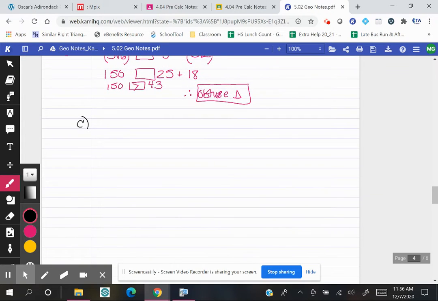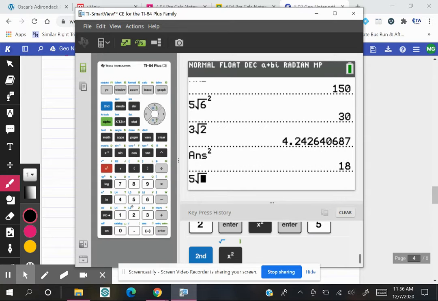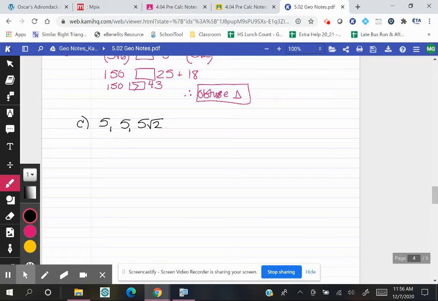All right, the next one is 5, 5, 5 rad 2. You probably can tell by looking at this which is going to be your longest side, but if not, you could always type in 5 rad 2 into your calculator, and we get a little over 7. So that's going to be our longest side. Pause the video here and try setting it up and solving this one.